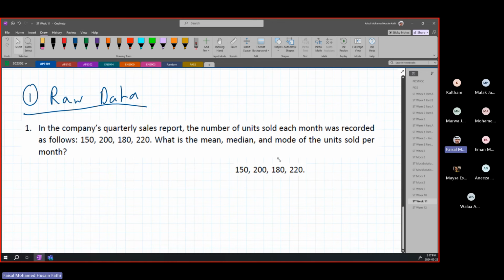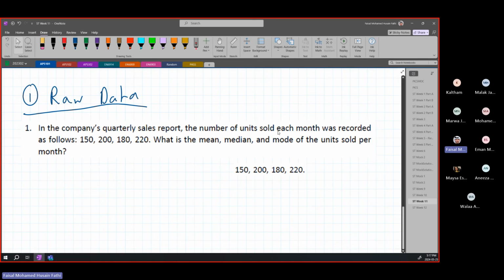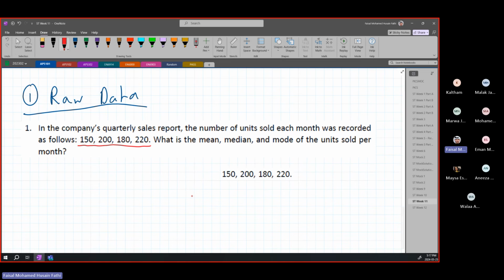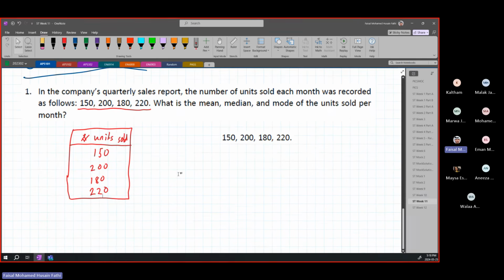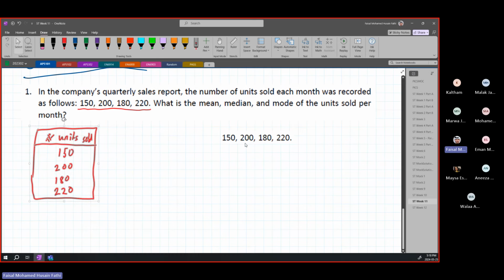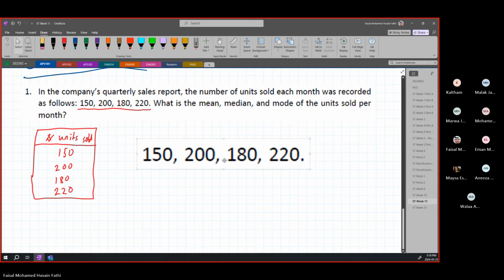The question says, in a company's quarterly sales report, the number of units sold each month was recorded as follows. So we are given raw data. We are not given frequencies or repeated values. We're just given data. If we want to put this in a table, we could simply draw one single table and call this the number of units sold. And the values are going to be 150, 200, 180, and 220. This is your raw data.